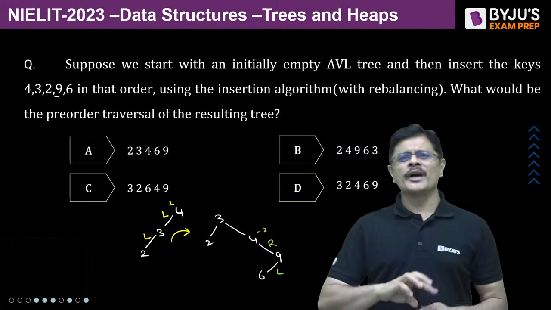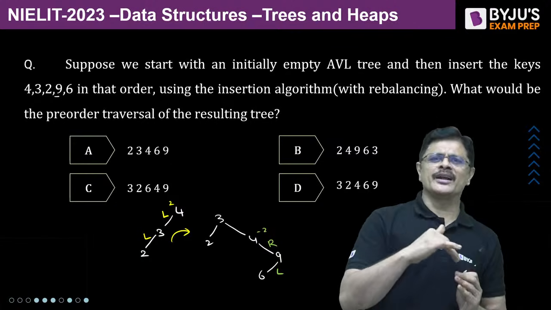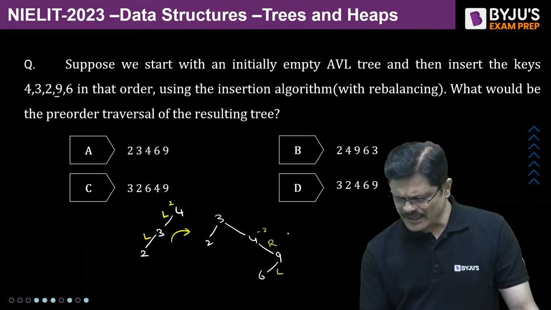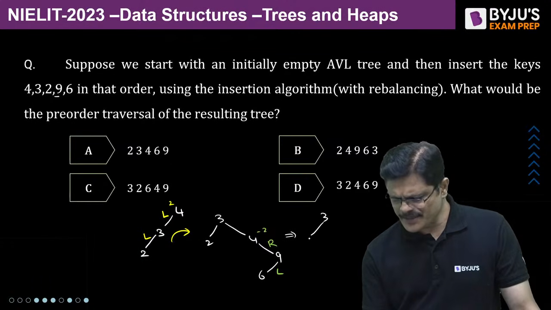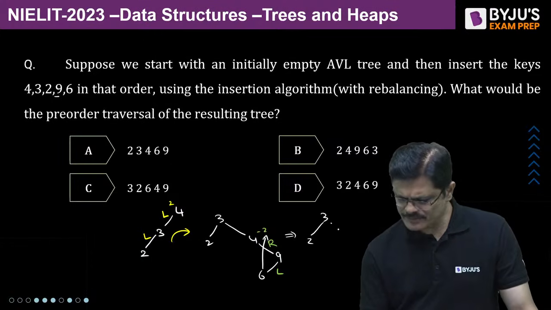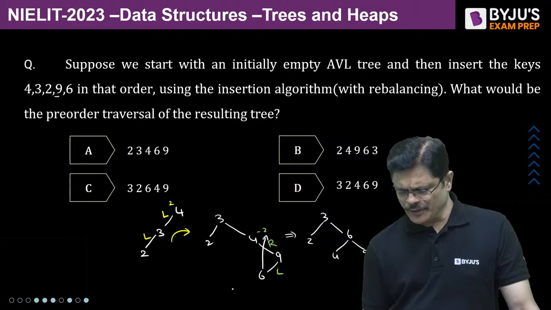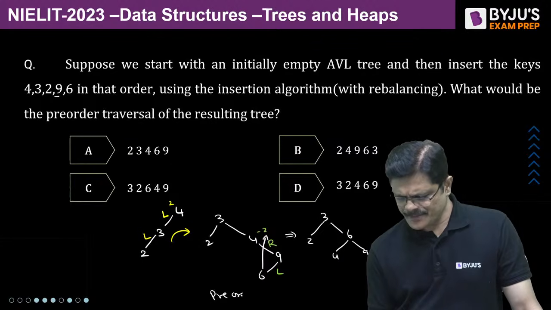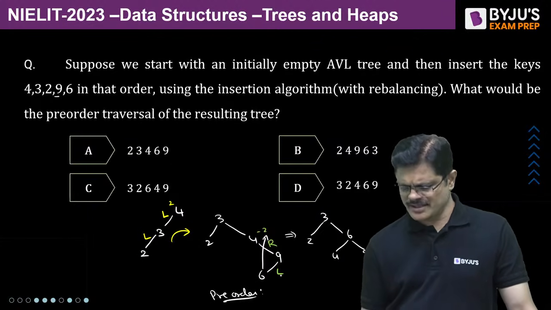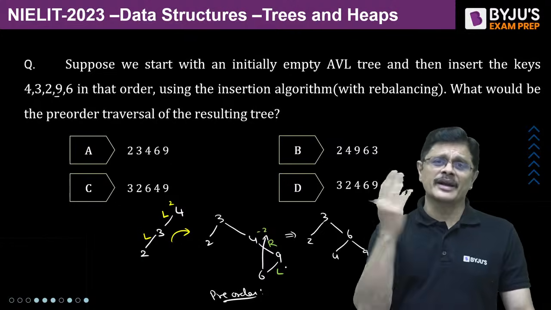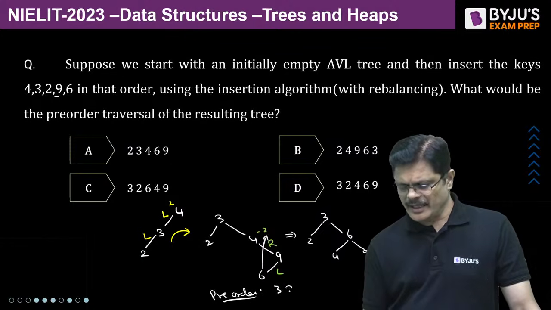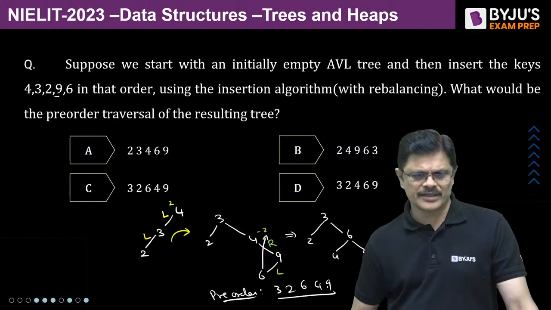Directly you can do it, or first do LL followed by RR will give you the answer, or directly you can just make this. See, this will go up, 4 will move left, 9 will move right, and you have to give the pre-order for that, my dear friends. What is the pre-order for this? Pre-order means root left to right. Root is 3, left is 2, then again root to left to right. 3, 2, 6, 4, 9.